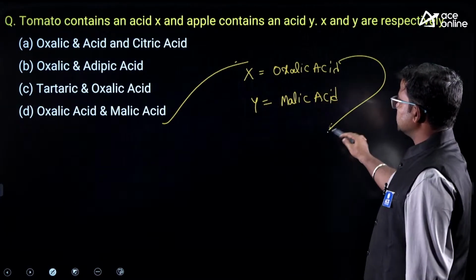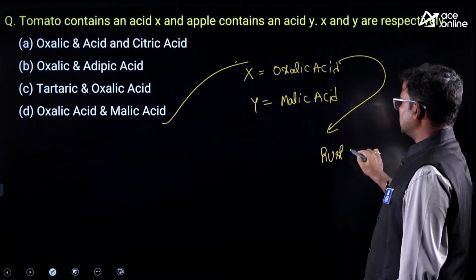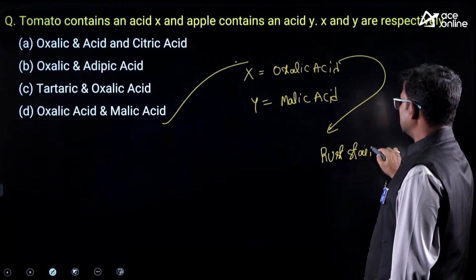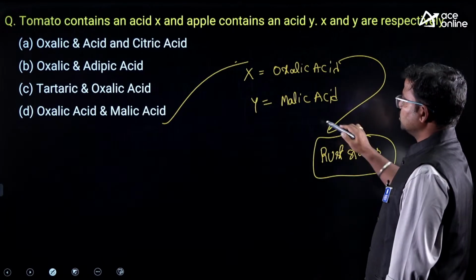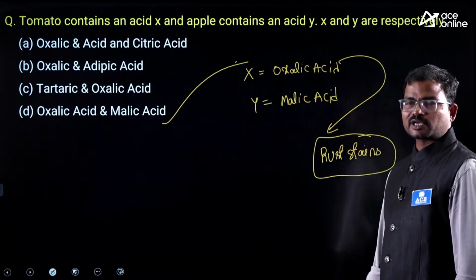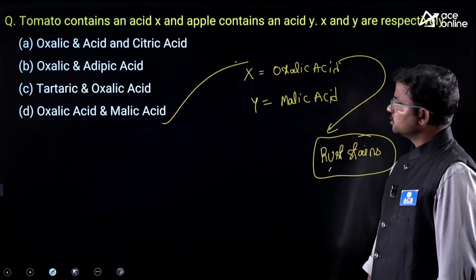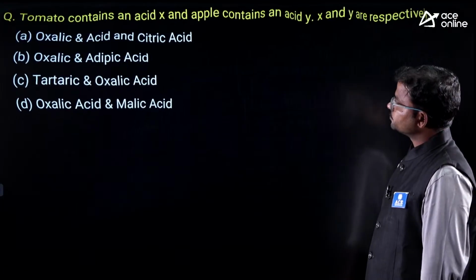Actually, oxalic acid is used to remove rust stains, rust stains from the clothing. You should also remember that. The most commonly used chemical to remove rust stains from clothing, then you should consider oxalic acid.